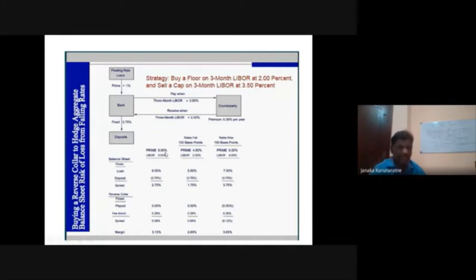So if the prime interest rate is 5.5% and LIBOR is currently 3%, you will get 6.5 and pay 3.75, so your margin will be 2.75, right? Now let's say rates fall. Let's say both prime and LIBOR move in parallel. Usually it may not be the case, but for example, a parallel reduction of 1%. So you will get a loan rate of 5.5%. From the loans, you will pay 3.75. So your spread will drop by 1% because of the prime rate drop by 1%.